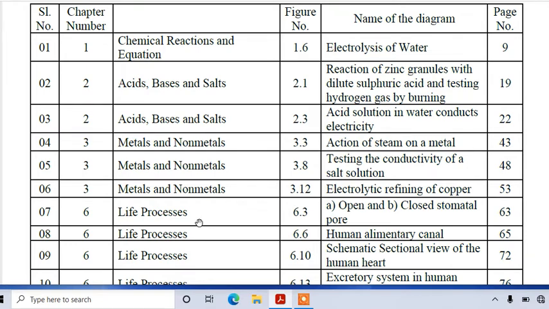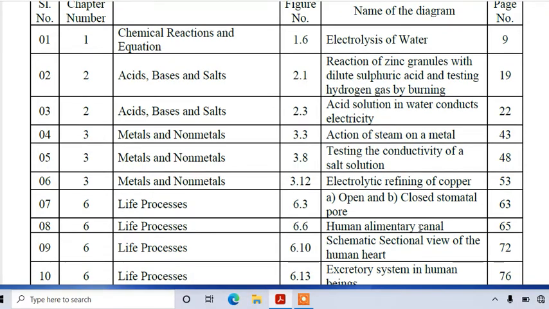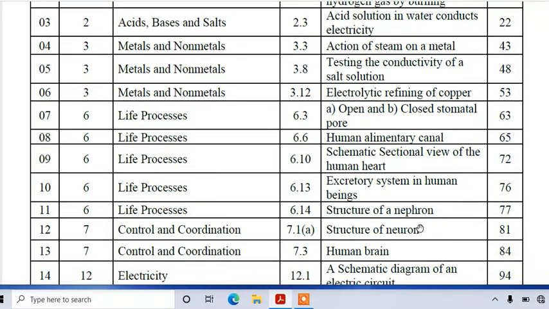Next we have from chapter number 6, life process. This chapter is from biology, and we have to practice figure number 6.3, open and closed stomatal pore. From the same chapter, figure number 6.6, human alimentary canal. This diagram is very important. Generally, this question is asked in the exam.